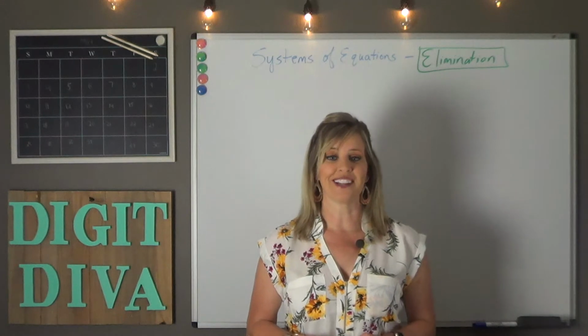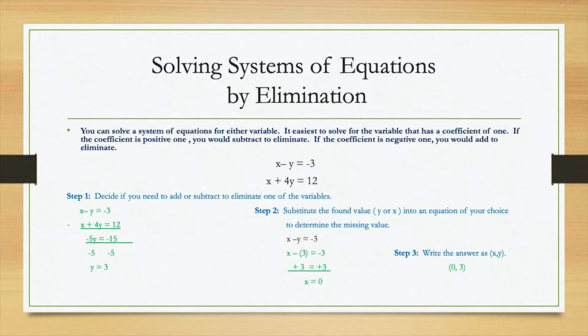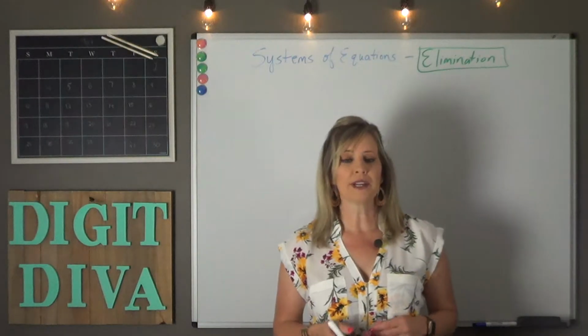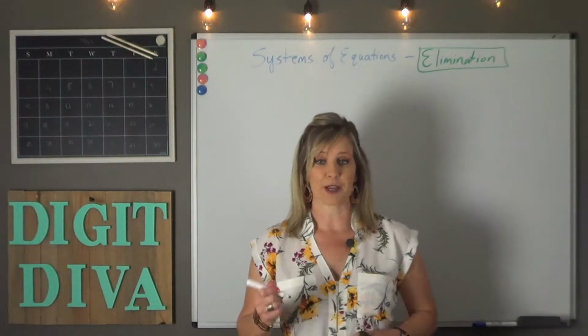Let's look at another slide together. You can solve a system of equations for either variable. It's easiest to solve for the variable that has a coefficient of 1. If the coefficient is positive, you would simply subtract. If the coefficient is negative, you would add to eliminate. So let's look at our first example.